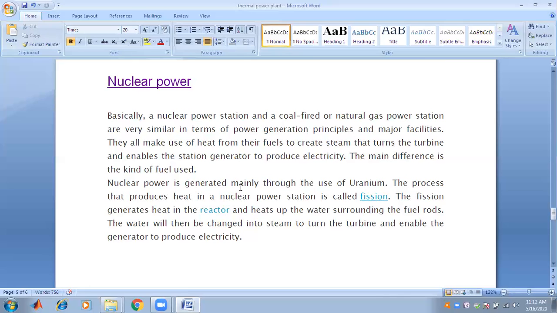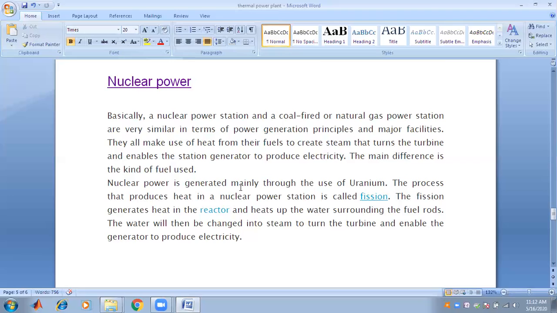The fission generates the heat in the reactor and heats up the water surrounding the fuel rods. The water will then be changed into steam to turn the turbine and enable the generator to produce electricity. The only difference is the generation of the heat, where there is the burning of coal or oil in the case of a thermal power plant, which generates the heat that in turn heats up the steam.